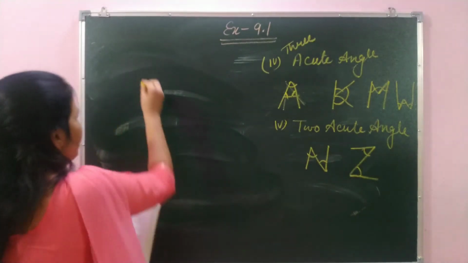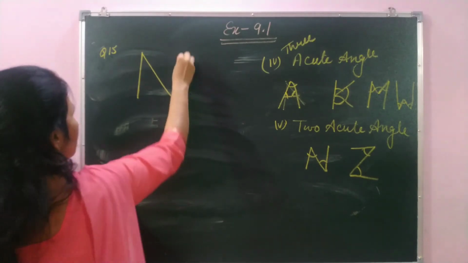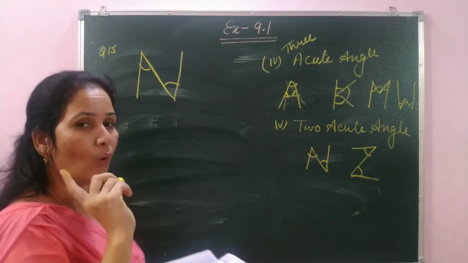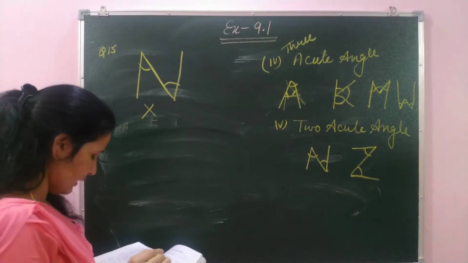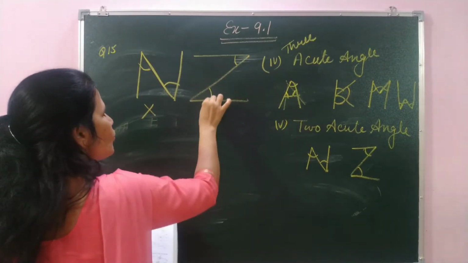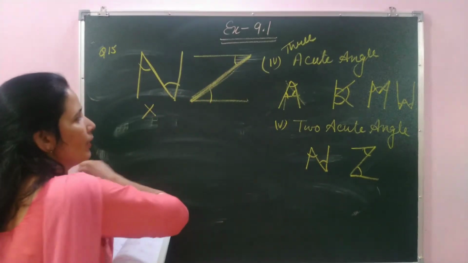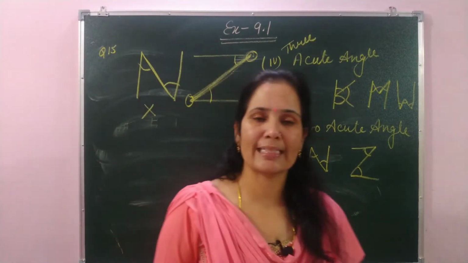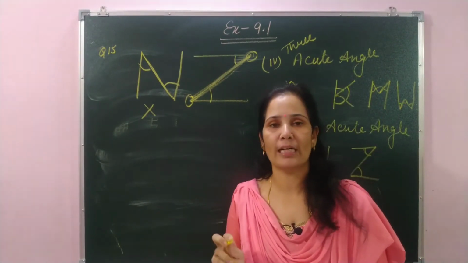So here, the alphabet N, question number 15. You observe the alphabet N. Between these two angles, this arm is common, but the vertex is not common. So this is not a pair of adjacent angles. Now second, Z. Same thing with the Z. Between these two angles, this arm of the angle is common, but the vertices are different. Both angles' vertices are different. So these two angles are not a pair of adjacent angles.